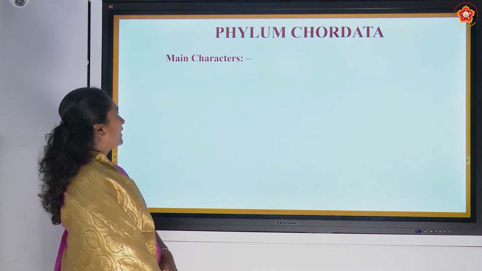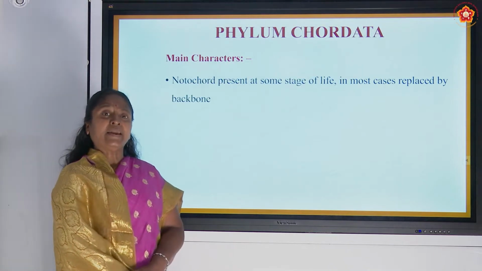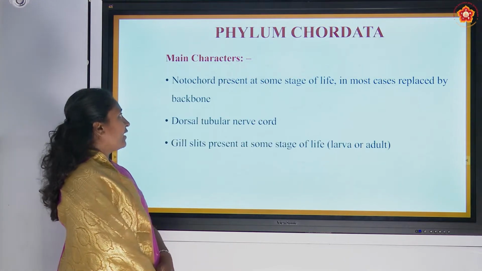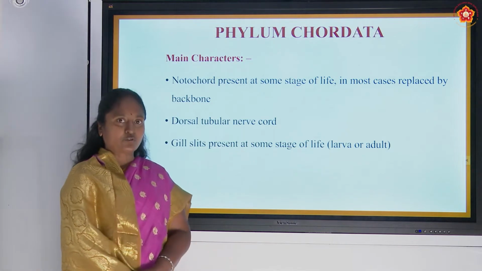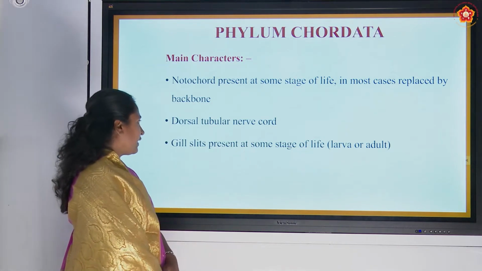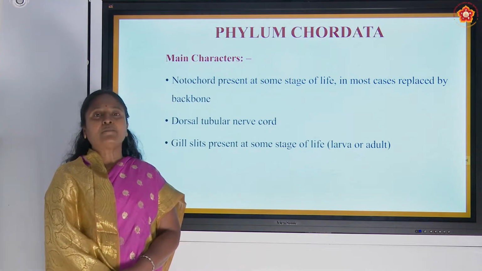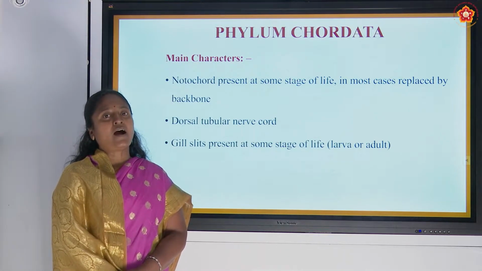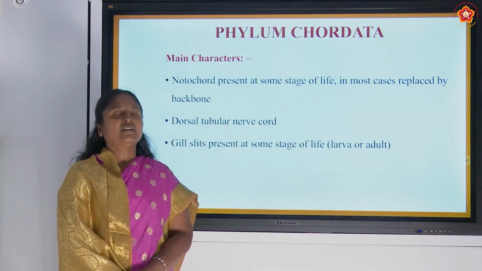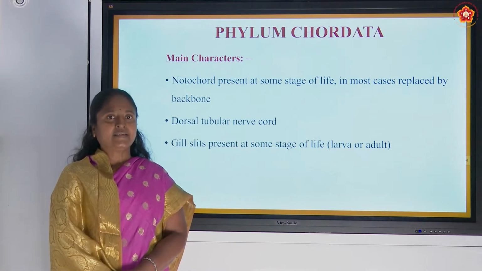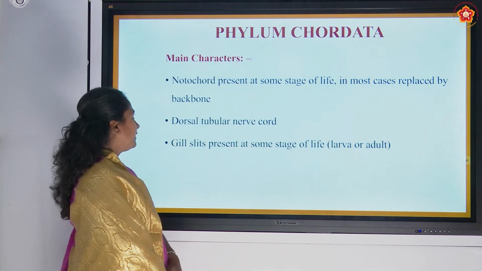In phylum Chordata, these organisms have three main characteristic features. The first one is the notochord, then the nerve cord. The third characteristic feature is the gill slit. This is a most important question which will be asked in your examination. These three characteristic features we will see one after another.